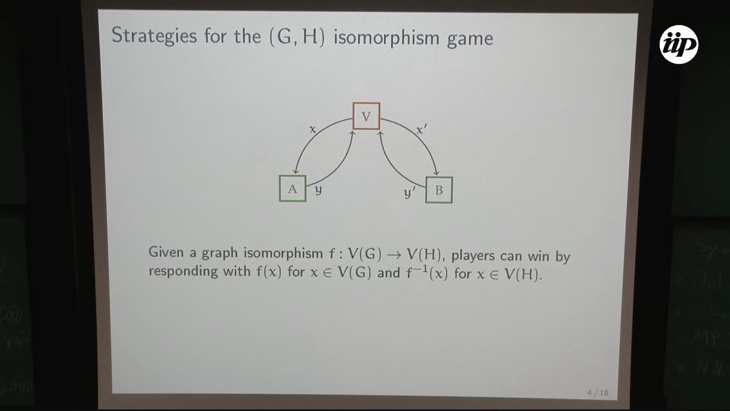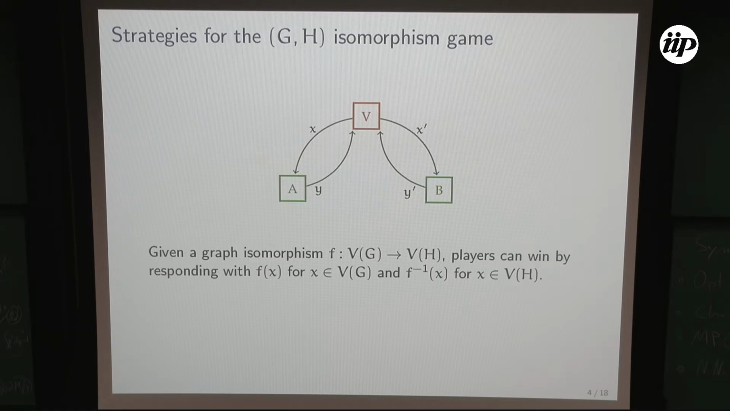Okay? And then you can check that all these conditions that I input in the game would be satisfied. All right. So what this says is that whenever the two graphs are isomorphic, there does exist a strategy that allows Alice and Bob to always win. There exists a winning strategy.